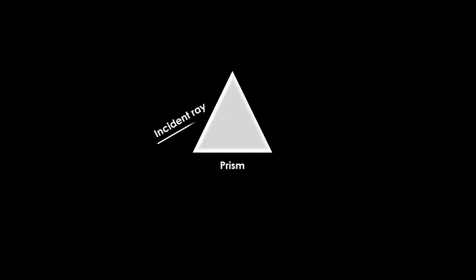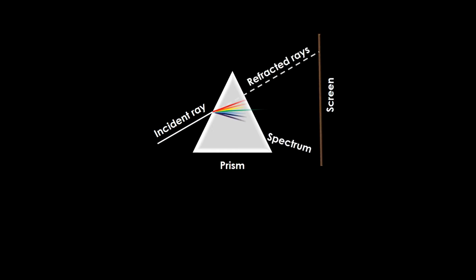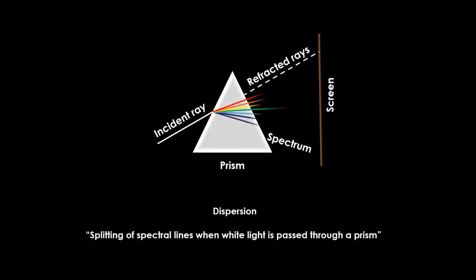In this animated version, you can observe a prism where an incident ray falls on one side and the refracted rays of different colors fall on the screen. This splitting of spectral lines when white light is passed through a prism is termed dispersion. The deviation produced for the violet rays of light is maximum, and for red rays of light it is minimum. The region of the spectrum of wavelength shorter than violet is called ultraviolet, and the region of wavelength longer than the red is called infrared.